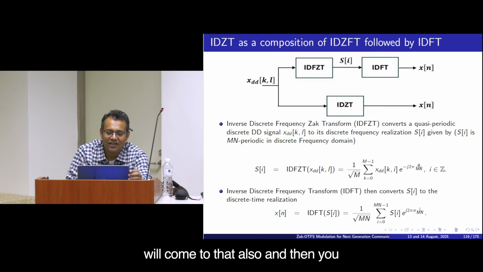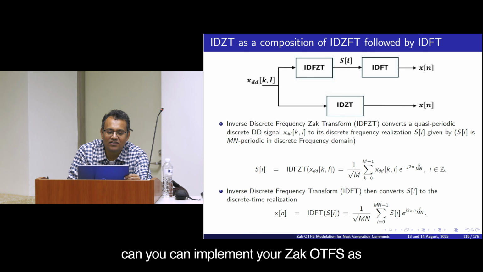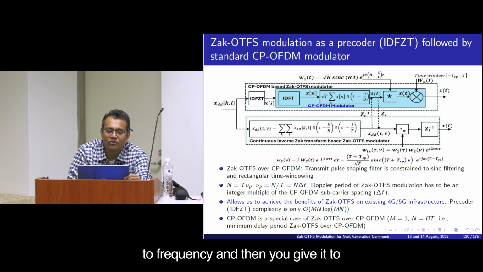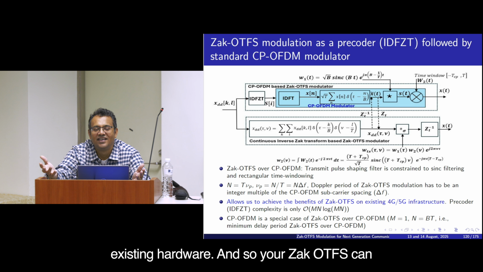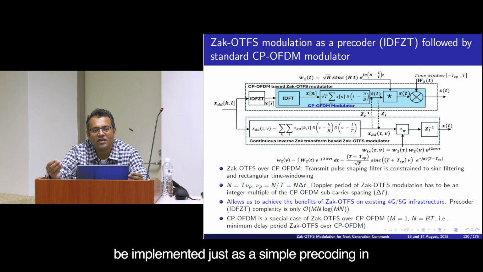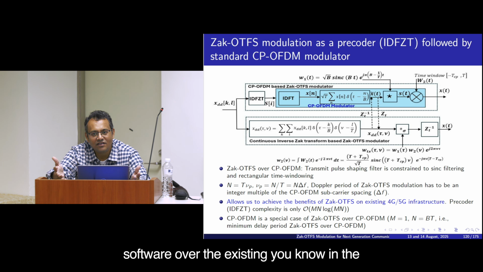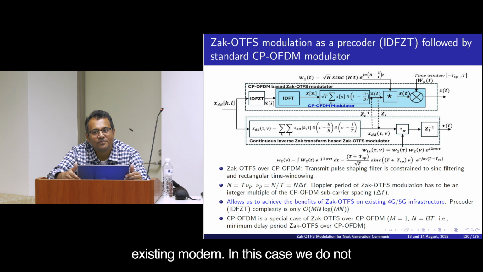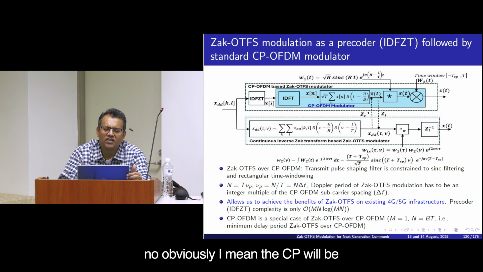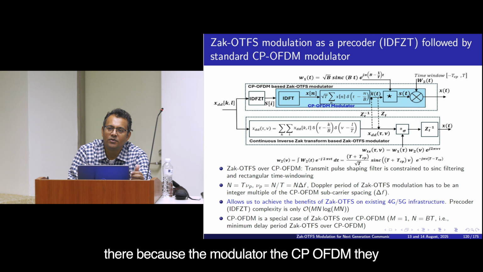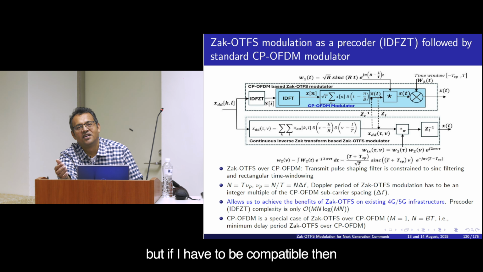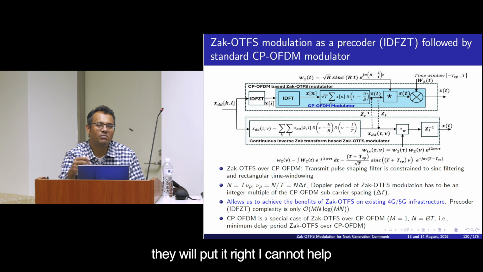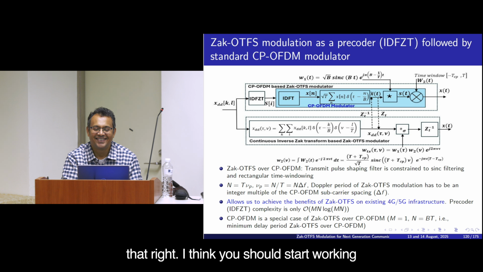Okay, so I'll come to that also, and then you can implement your Zak-OTFS as a small precoding. You go from delay Doppler to frequency, and then you give it to the OFDM modulator that is already in the existing hardware, and so your Zak-OTFS can be implemented just as a simple precoding in software over the existing modem. And in this case, we don't need CP, or we still need CP? No, obviously the CP will be there, because the CP-OFDM modulator will always put a CP anyways. It is not necessary for us, but if I have to be compatible, then they will put it, right? I can't help that.